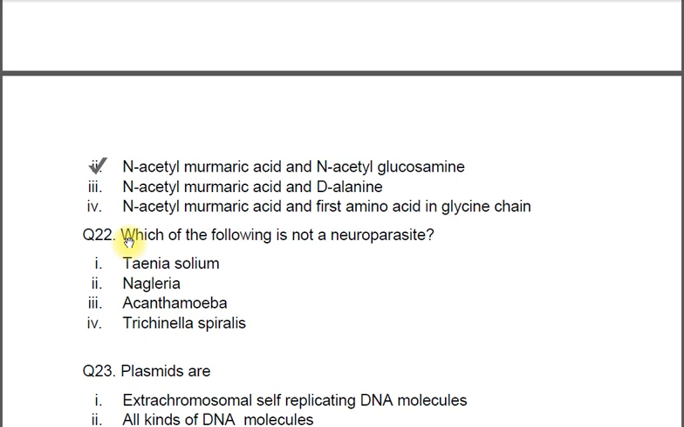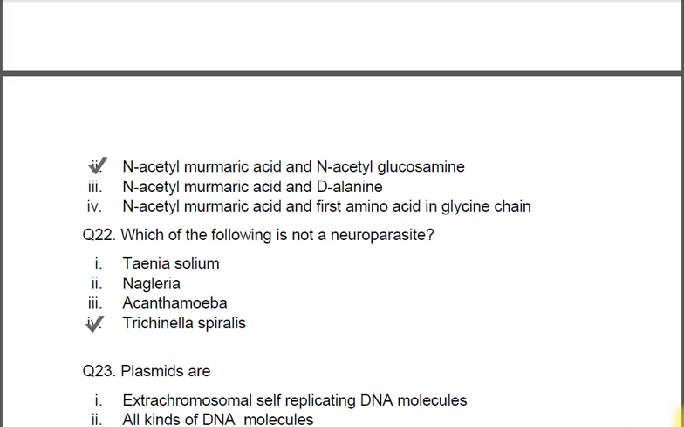Question number 22. Which of the following is not a neuroparasite? Note it down. The options are 1, Taenia solium, 2, Naegleria, 3, Acanthamoeba, 4, Trichinella spiralis. So out of this there is one worm which is not a neuroparasite, and that is Trichinella spiralis. It is found in the striated muscles.